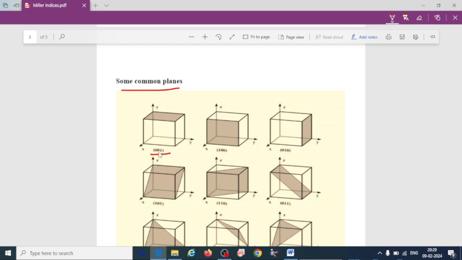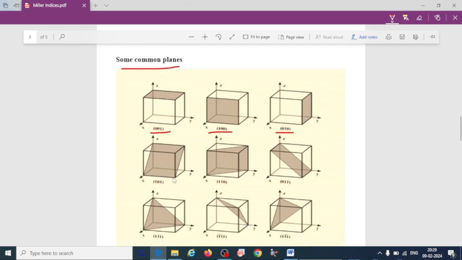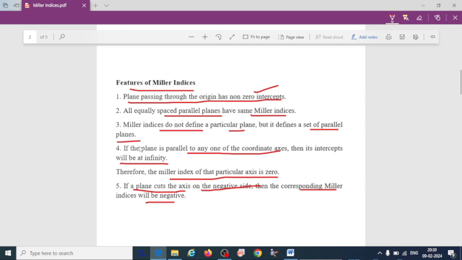Why? Because this plane is parallel to the x-axis and y-axis, that's why 0 0, and it is perpendicular to the z-axis, that's why 0 0 1. Like that, in the second figure, this plane is parallel to the z and y axes, that's why it is the 1 0 0 plane. Like that you can write for the third figure, that is 0 1 0. So you should follow these features.